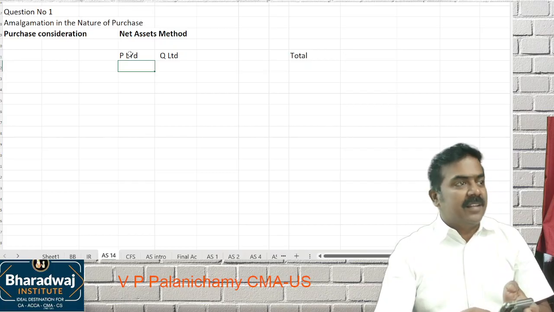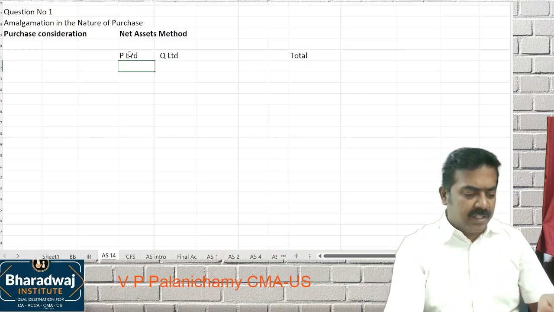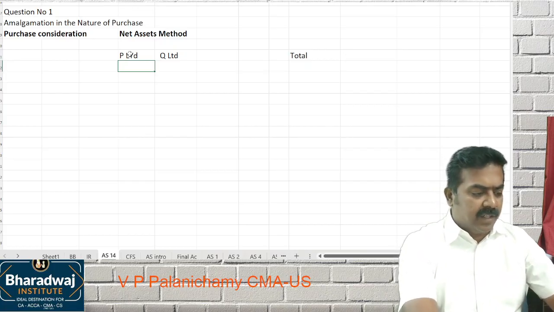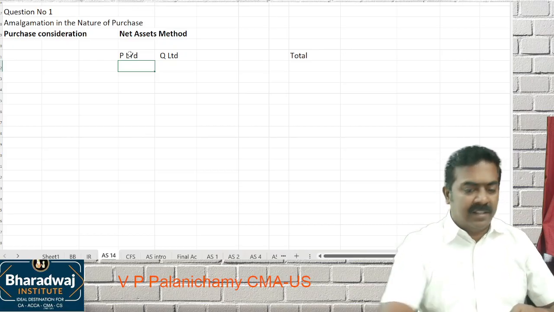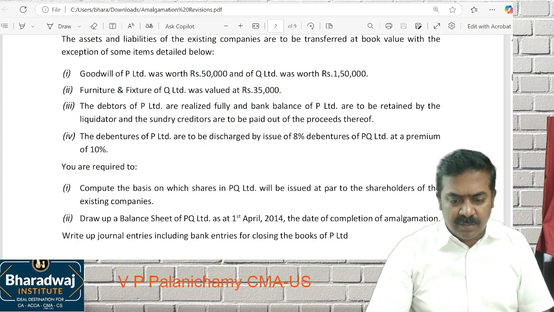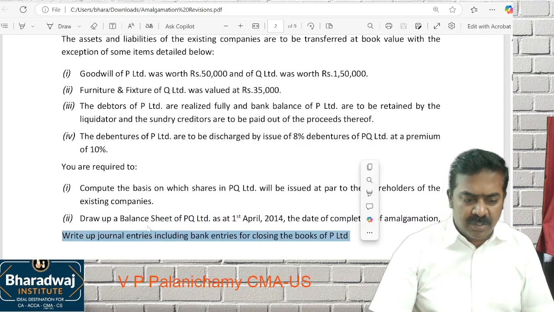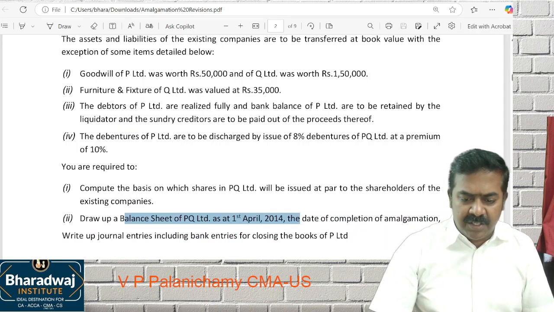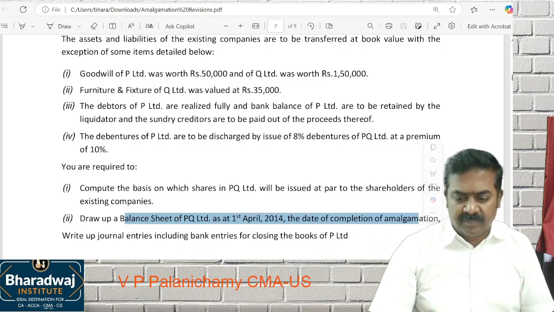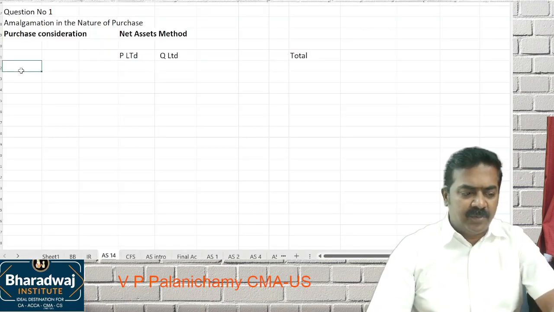They don't ask journal entry. Check, is the journal entry tested? Only in the books of selling company they ask journal entry. Journal entry is asked in the books of which company? P Limited to close. PQ Limited balance sheet only they ask for. They don't ask any journal entry, so we can directly do that.